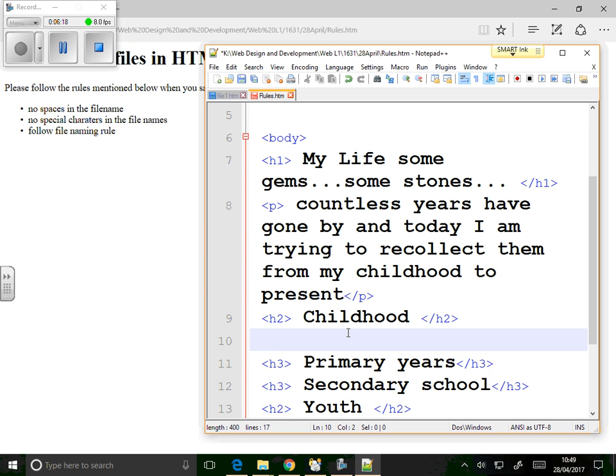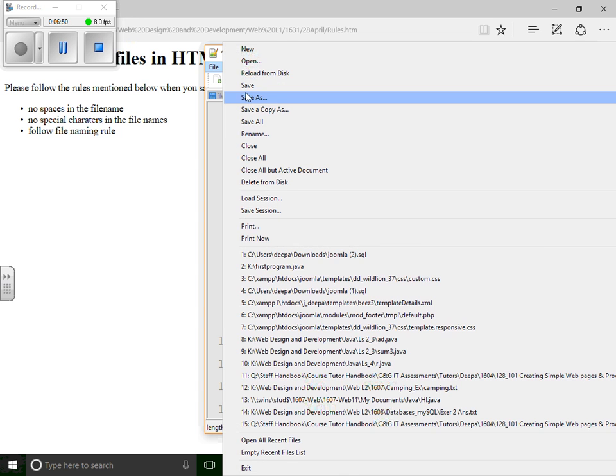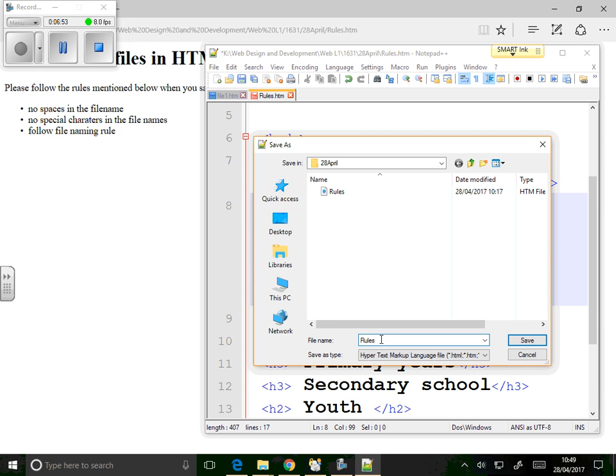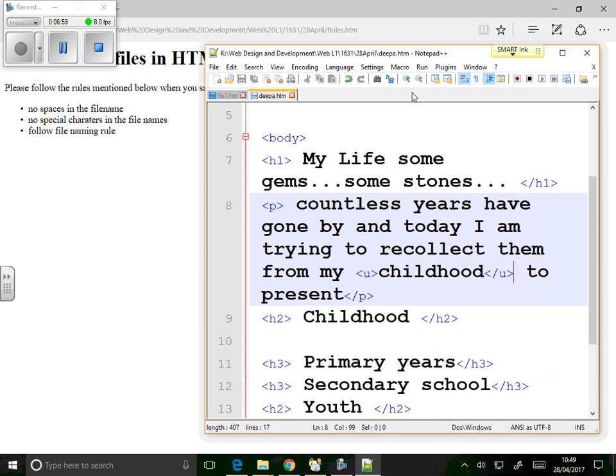Okay. Now let's say in this, I want to highlight the word childhood. Is that right? I want to highlight the word childhood by making it bold, or I want to underline that. Is that okay? So I have a tag called U to underline, and I only want to underline the word childhood, so I close that U here. Right? So let me just show you how it looks.